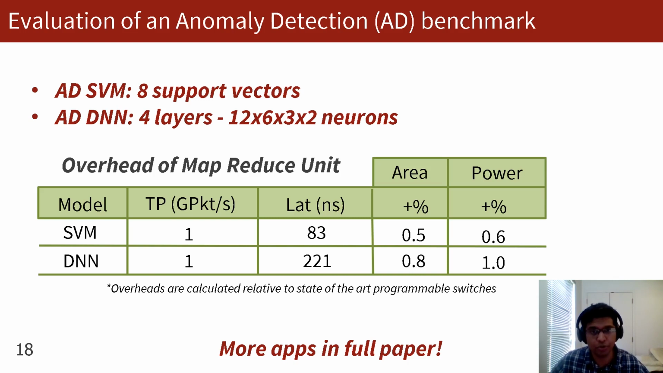We can see that for both models, the throughput is 1 gigapacket per second, which is typical of high-end switch pipelines, as well as latencies in the hundreds of nanoseconds or less. And so you can choose your exact model implementation based on your latency constraints. For area and power, both models have overheads of 1% or less, and this continues this theme of application flexibility for very minimal overhead.